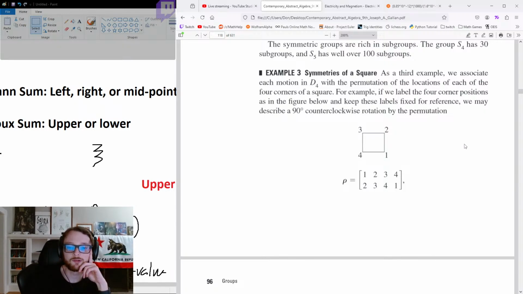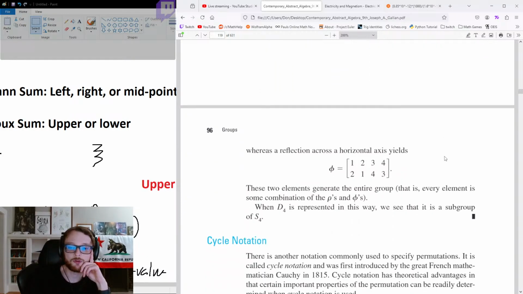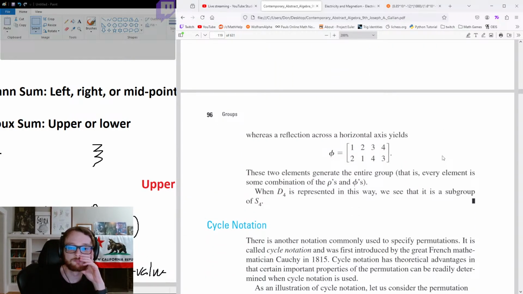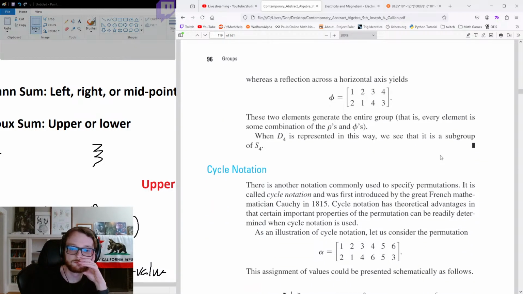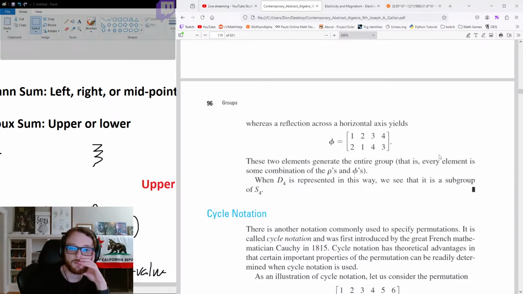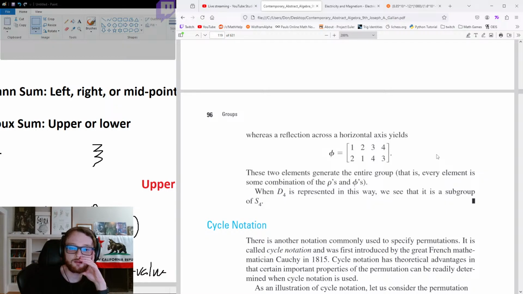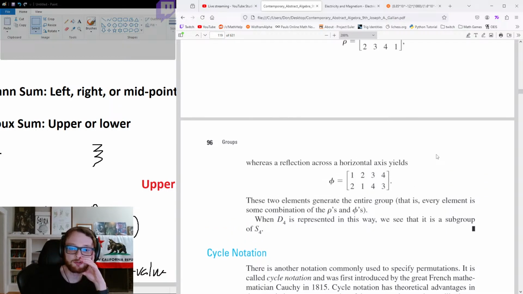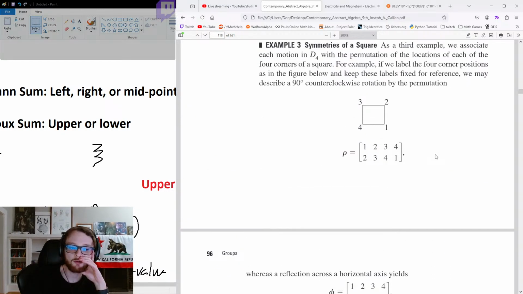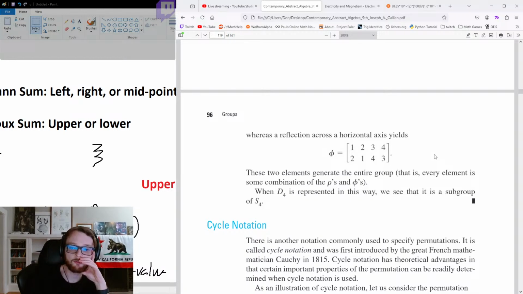Oh. So there's a connection here with D4. Interesting. And so a rotate and a reflection can generate the entire group. Not define, but generate. Okay, fair.